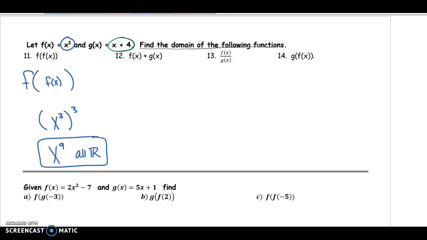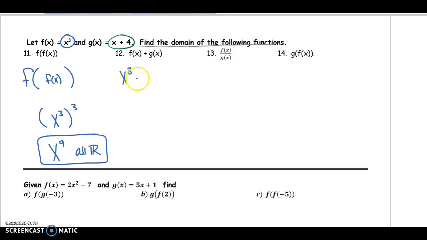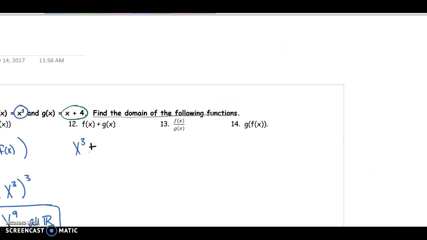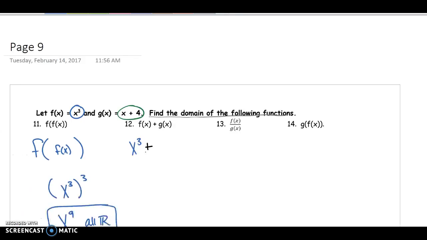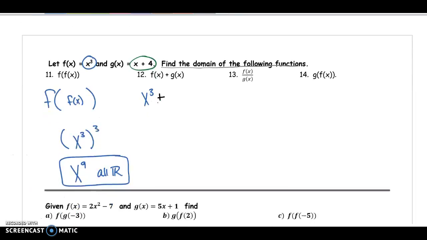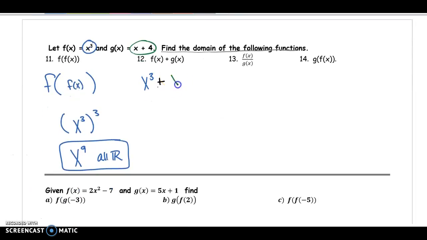Number 12, we are simply adding the two functions. So we've got x to the third plus our g of x function, which is x plus 4.